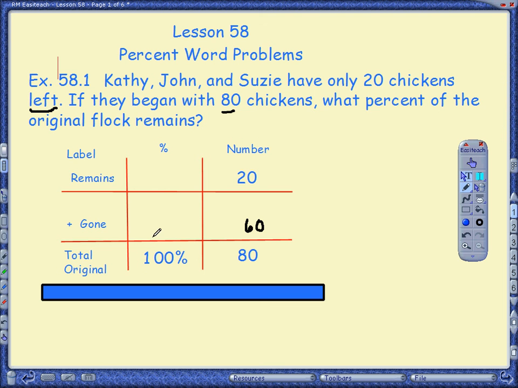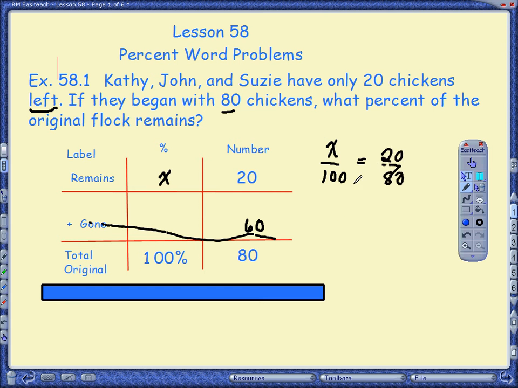We want to know what percent of the flock remains. This is what we're trying to find, so we're going to put our X right there. We're going to cross out this line. We don't need it. And we're just going to set up our proportion. X over 100 equals 20 over 80.